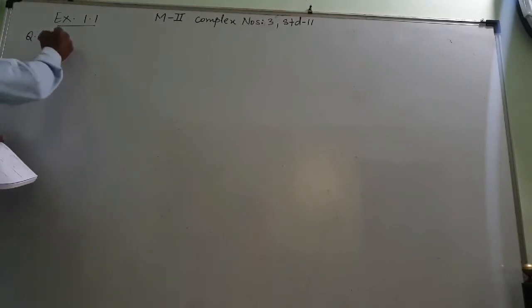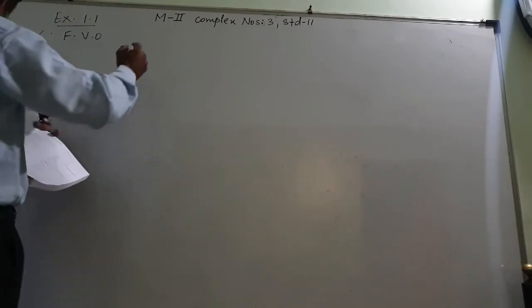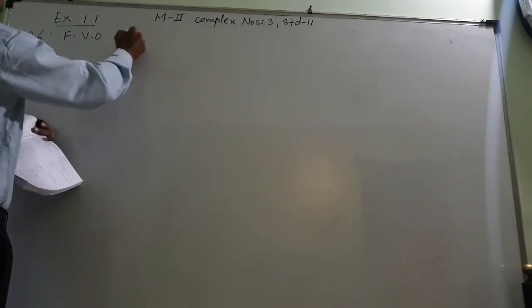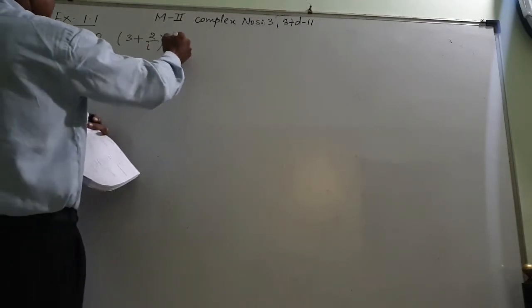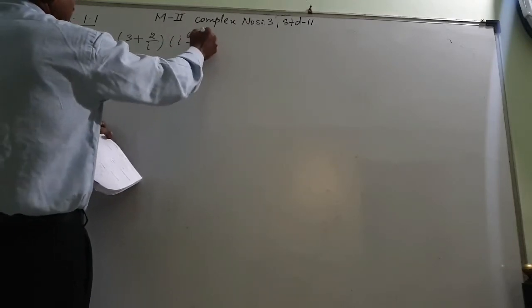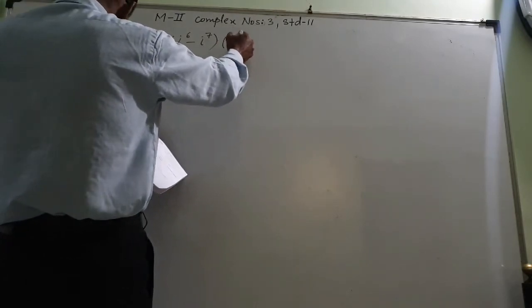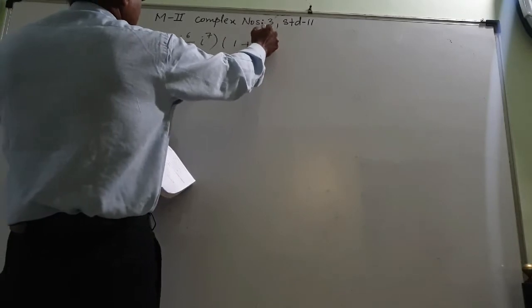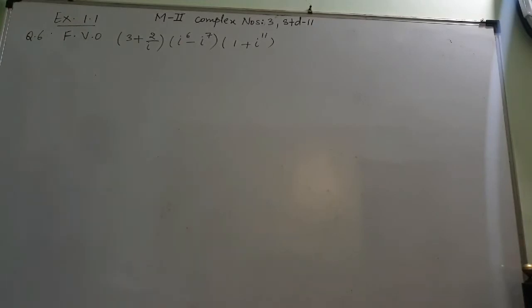So what is that? Question 6. Find the value of (3 + 2/i) into another bracket (i to the power 6 minus i to the power 7) and into another bracket (1 + i to the power 11). FEO means find the value of. I have to find the value.